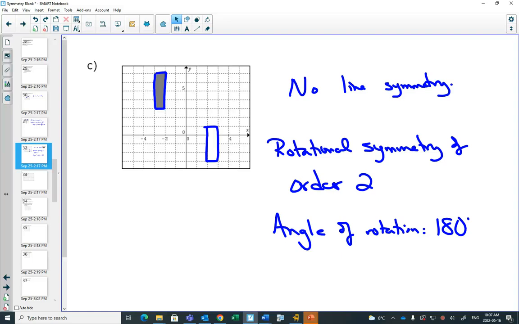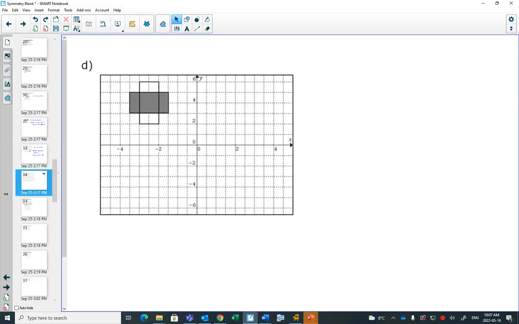What's happening on this next one is we have the original shape, and then the other one was turned and flipped right on top of it. Do we have any lines of symmetry? Yes. Where would you see one?